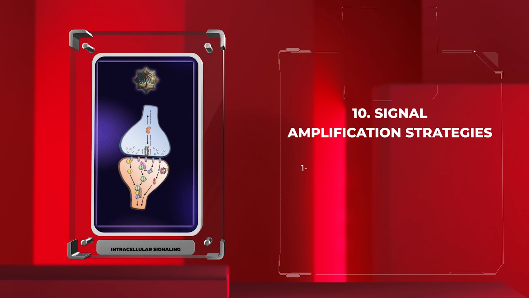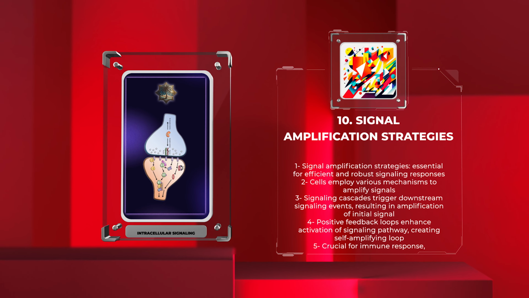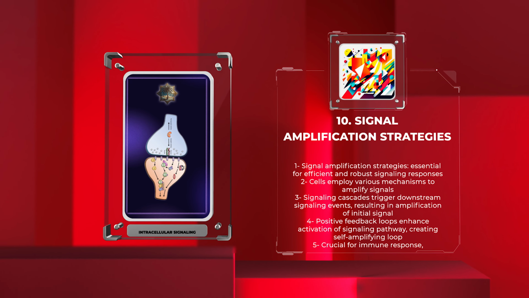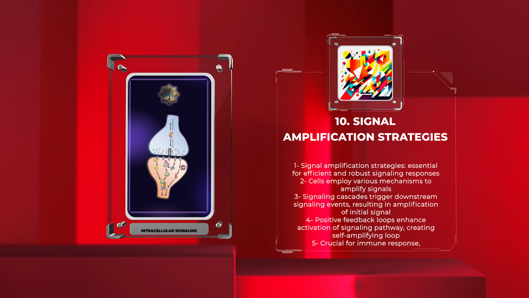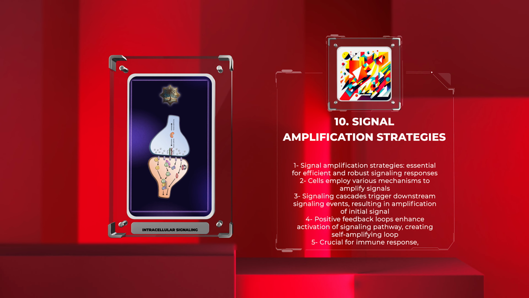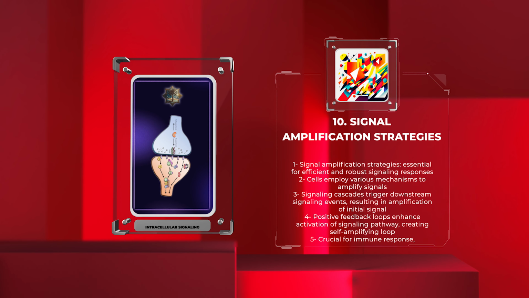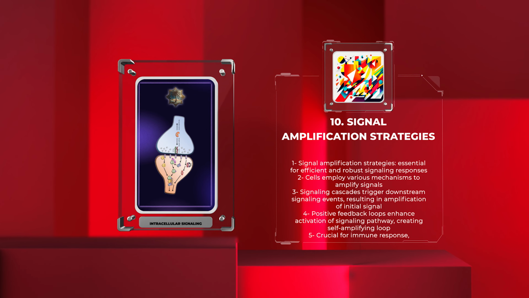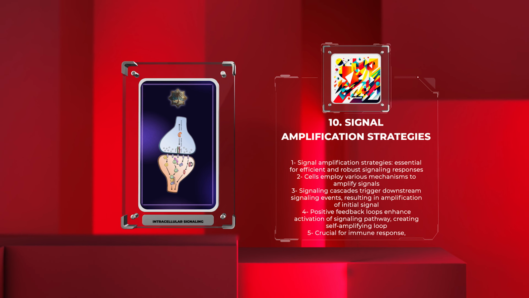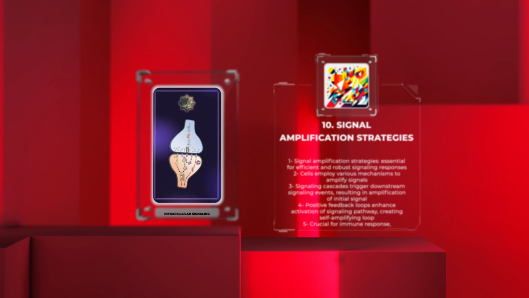Signal amplification strategies are essential for ensuring efficient and robust signaling responses. Cells employ various mechanisms to amplify signals, enabling them to detect and respond to low-intensity stimuli. One prominent strategy is the use of signaling cascades, where a single ligand-receptor interaction triggers a series of downstream signaling events, resulting in the amplification of the initial signal. Another strategy involves positive feedback loops, where the activation of a signaling pathway enhances its own activation, creating a self-amplifying loop. Signal amplification is crucial for processes such as immune response, development, and cellular growth.